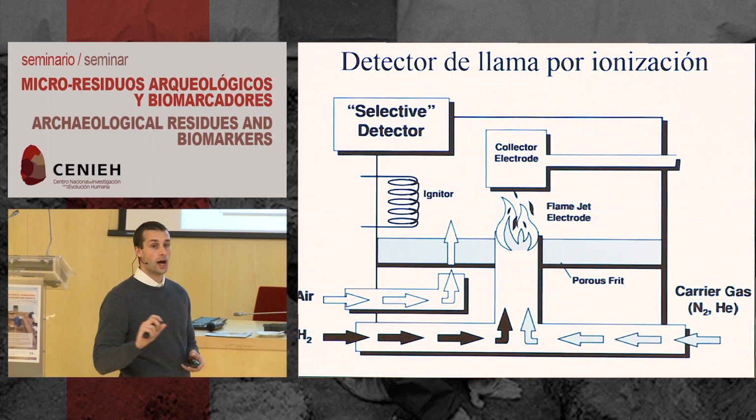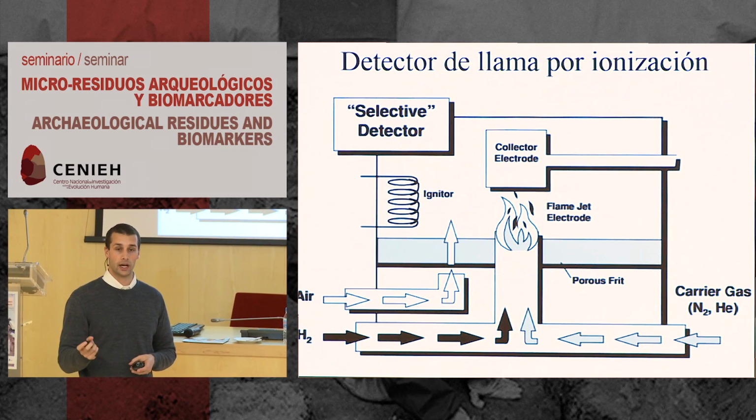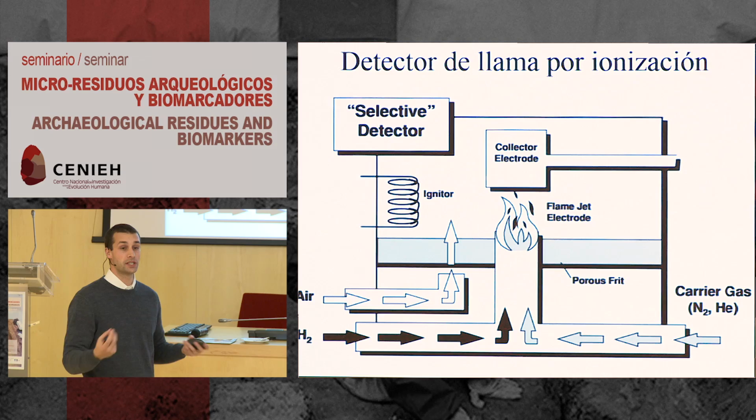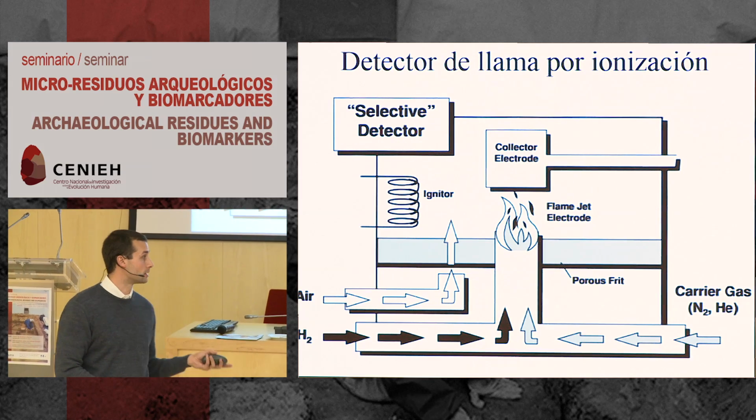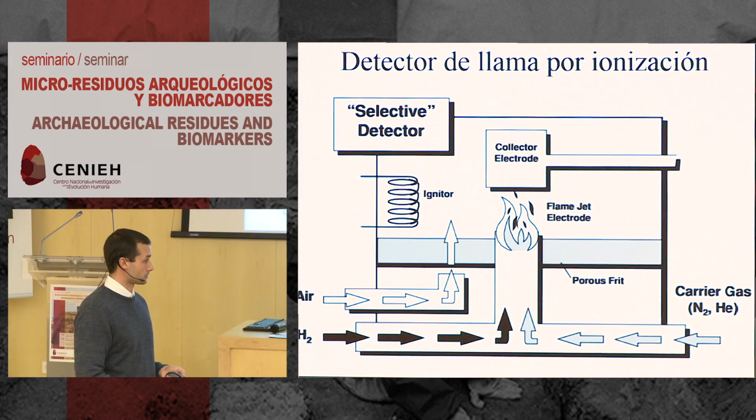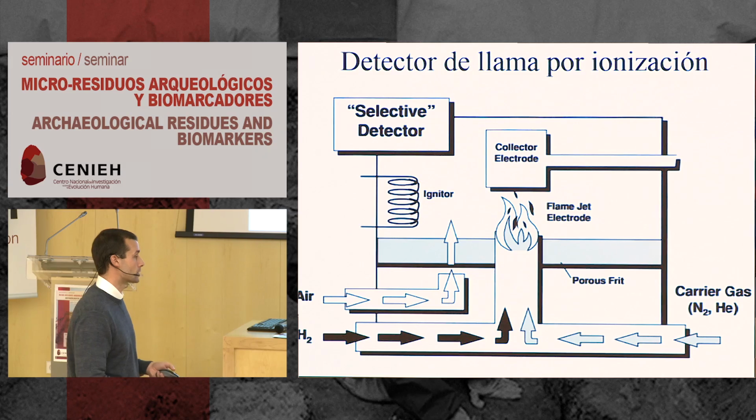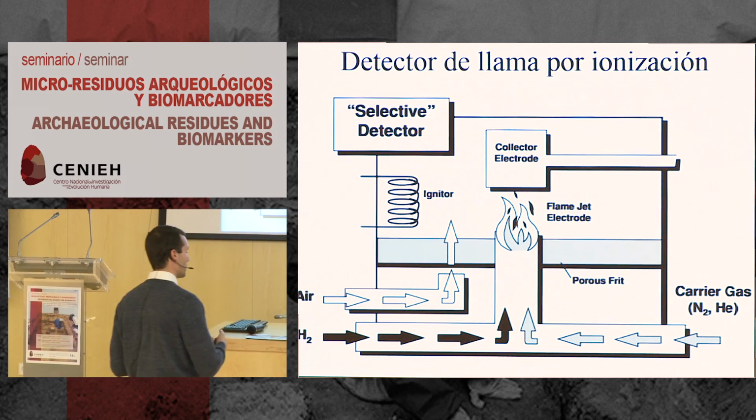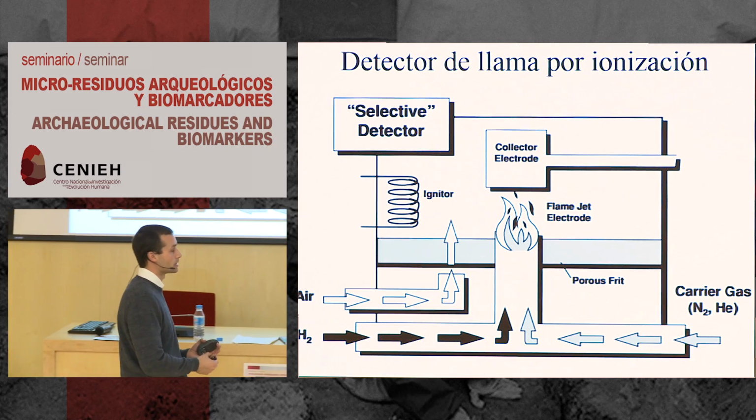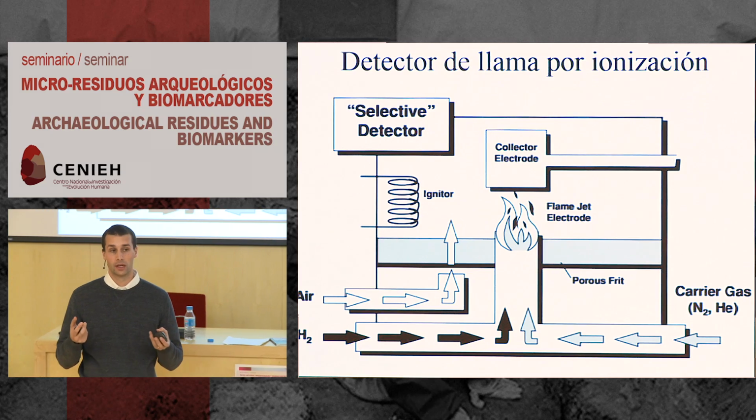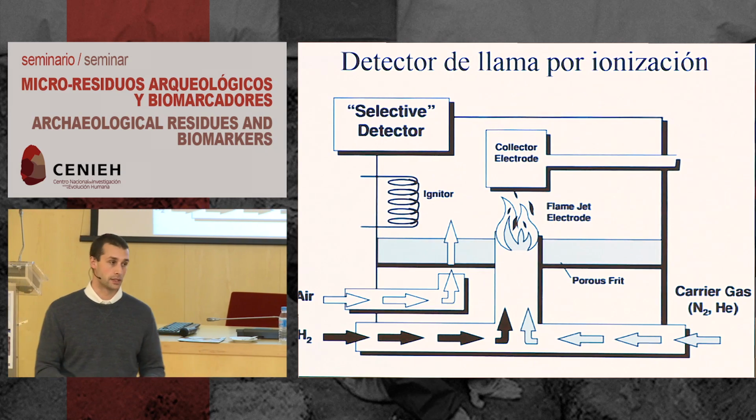It ignores other compounds, or inorganic compounds, like CO2, for example. It doesn't register that in your output. So if we're interested in n-alkanes and biomarkers, the FID is the best approach for analyzing these compounds.